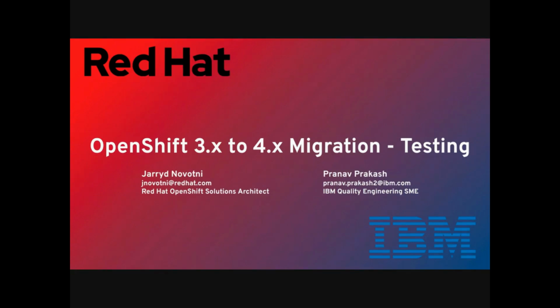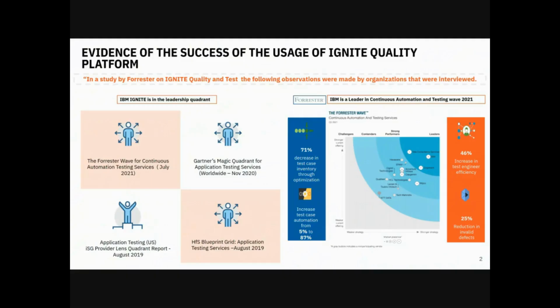Hi, my name is Pranav Prakash. Today we are going to look into different aspects of testing for an OpenShift version 3 to OpenShift version 4 migration. We will be leveraging the capability of IBM Ignite Quality Platform to automate the test scenarios and to verify the test results. Just to be clear, Ignite isn't just for use during migrations. You can use it to test the applications that you have today.